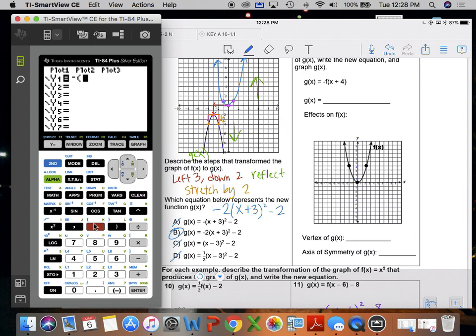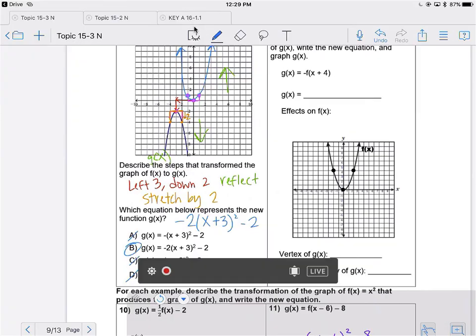If you plug in A and you do negative x plus 3 squared minus 2 and look at your graph, this one looks fatter than that one. So if you try answer choice B and insert a 2, negative 2, that looks more like that because it's skinnier. So you just have to be on the lookout for small, swift changes like that.